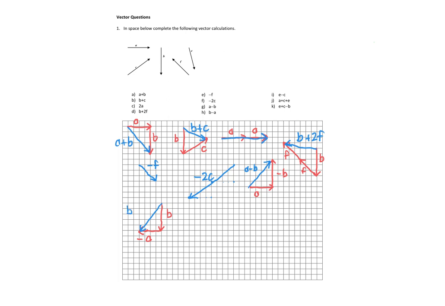B is straight down, and then A, we've gone the other direction. Sorry, hope I'm not making it too confusing. Then we have E minus C. Let's have a look. E, yep, that's fine. E goes 4 down and 1 across. So we start here and go to here.